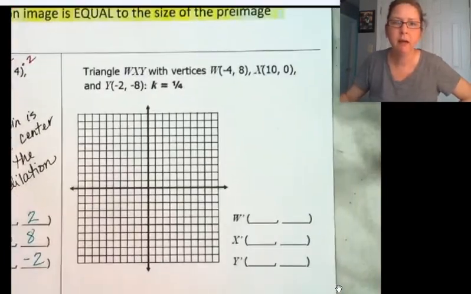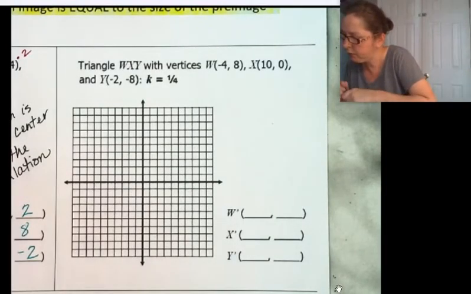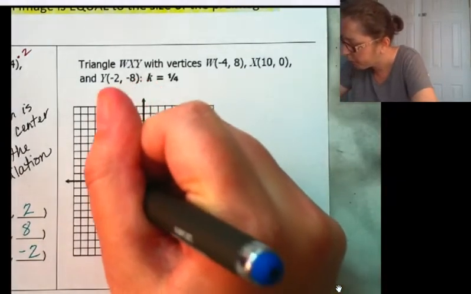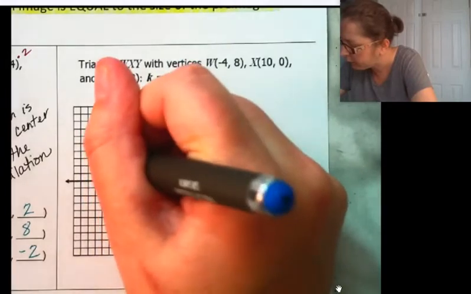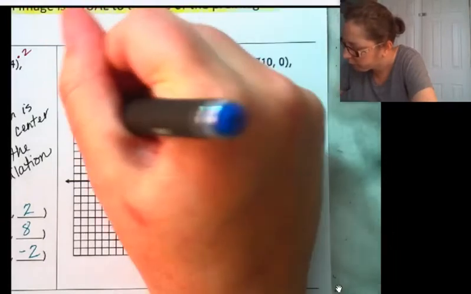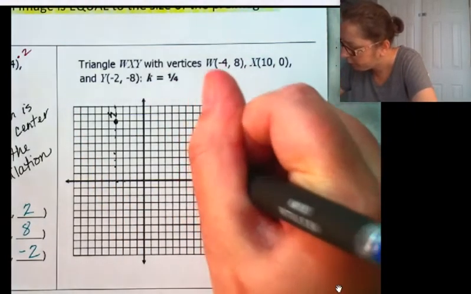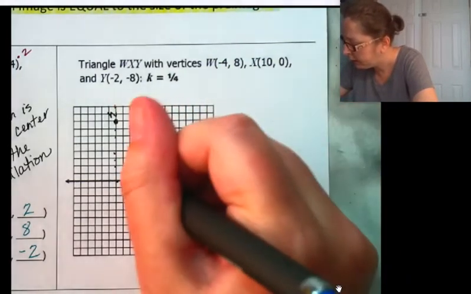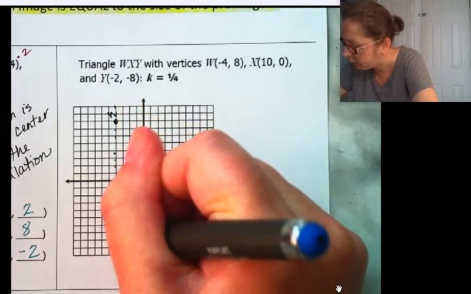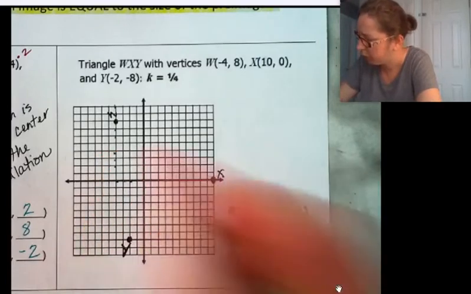This is the exact same process. So let's go ahead and plot my points. W is at -4, up 8. X is at 10, 0. And Y is at -2, -8. All right.